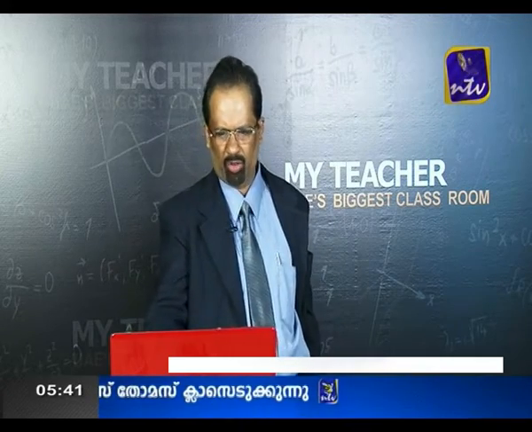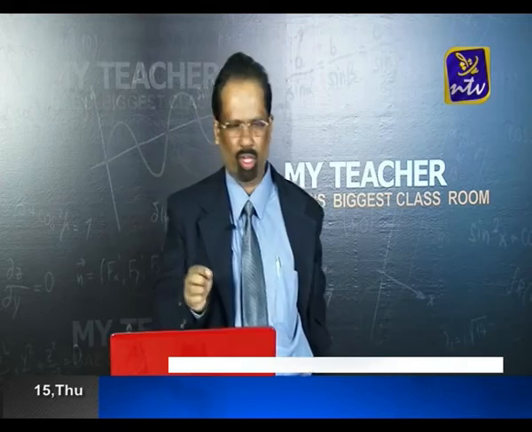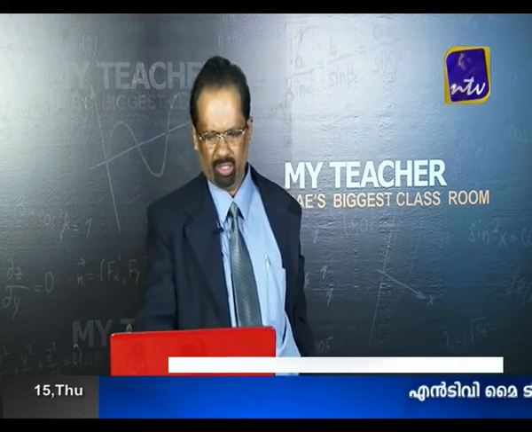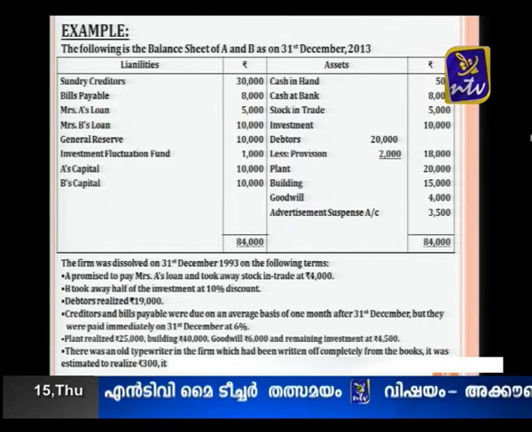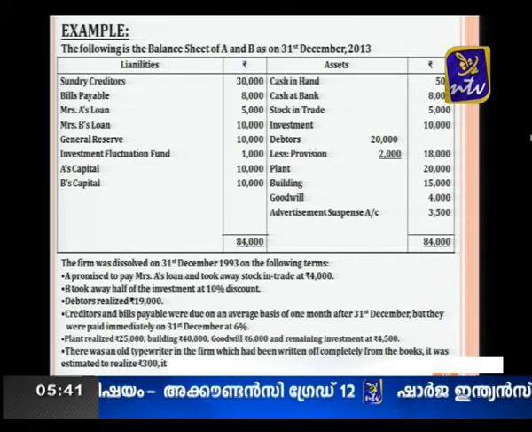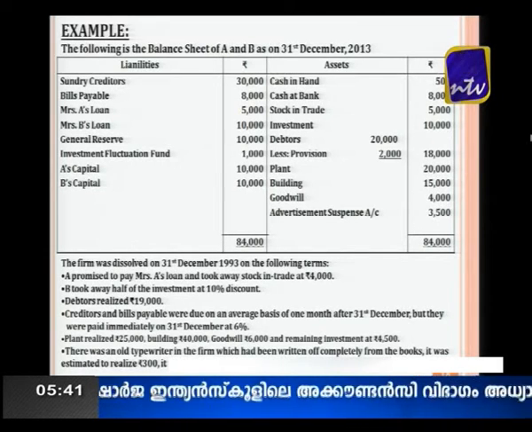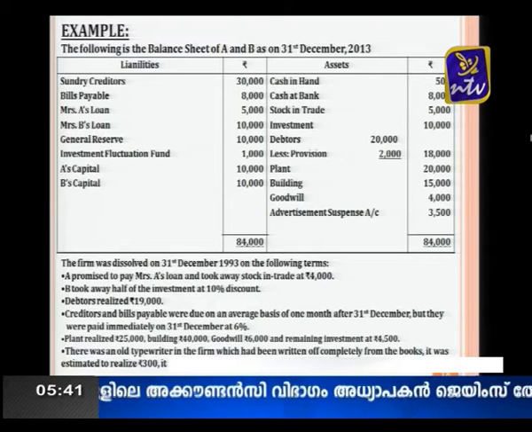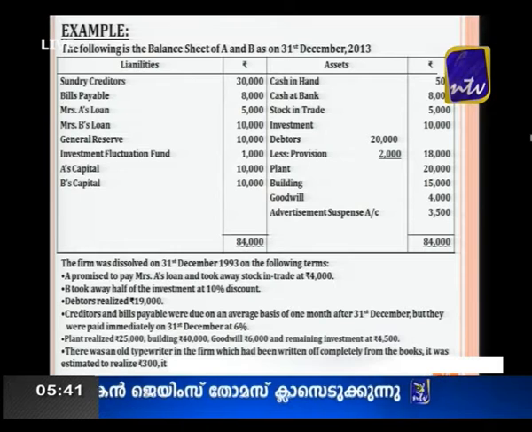On the basis of all the explanation above, now we can see one example. All of you please look at the monitor. This is the balance sheet of A and B as on 31st December 2013. You can see the liabilities and assets. There are two partners and their profit sharing ratio is not given. That means we are dividing the profit and loss equally, as per our partnership deed.